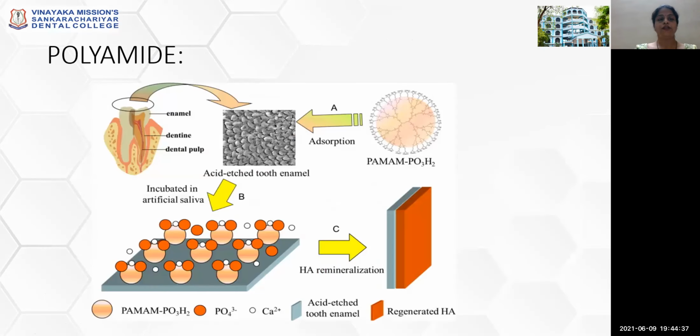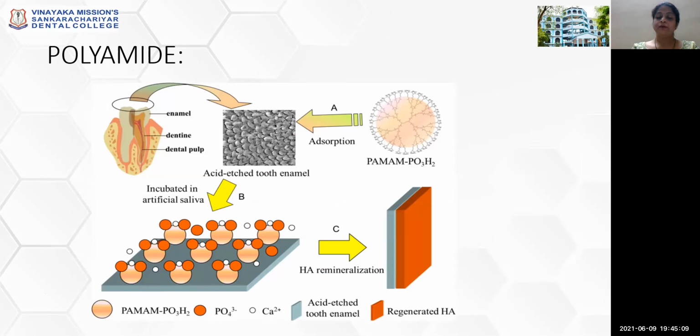Now coming to polyamide. What are these polyamides? Polyamides are nothing but dendrimers known as artificial proteins, which mimic the self-assembly behavior of amelogenins to form a similar structure. They are used as an organic template to control the synthesis of hydroxyapatite crystals.